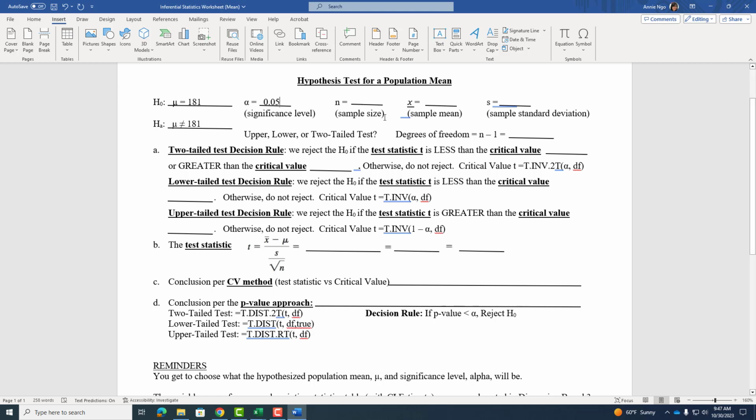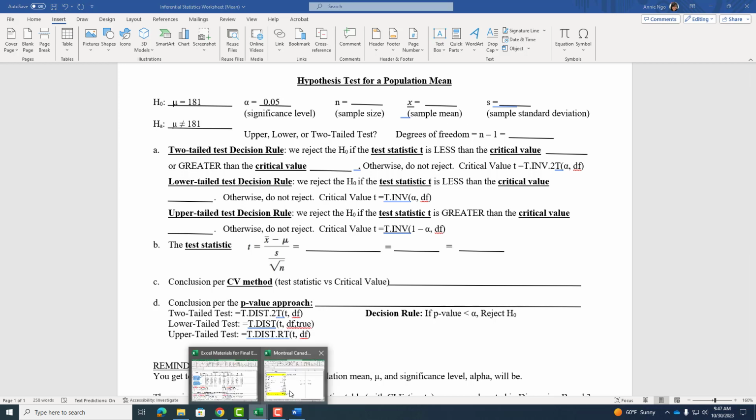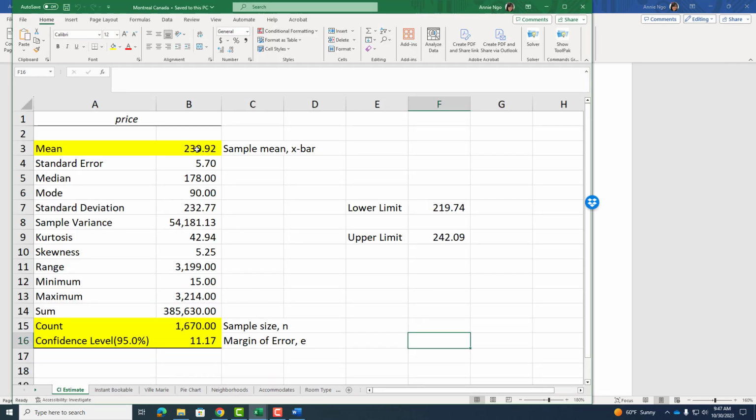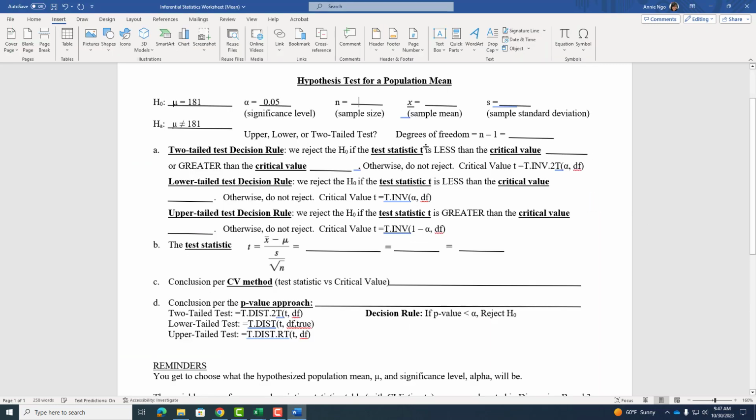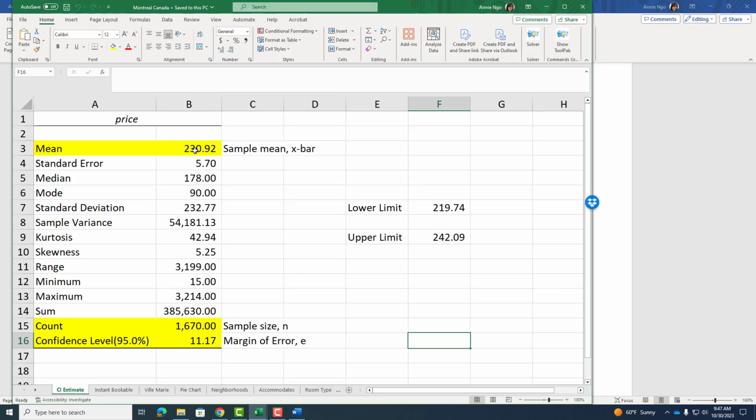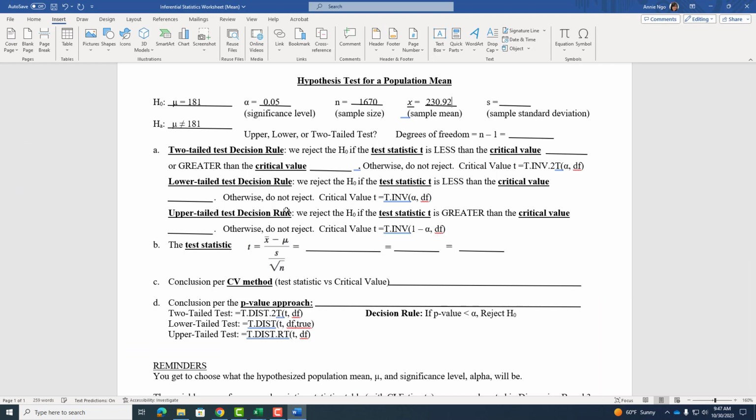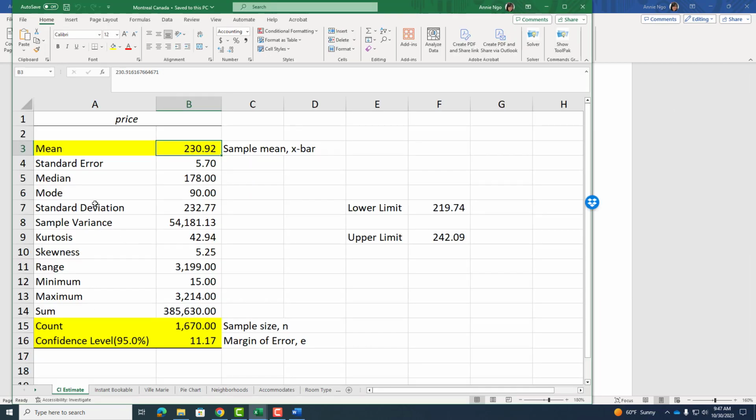Now for the sample size, sample mean, and sample standard deviation, you already have that from the confidence interval estimate. So if I go over to my confidence interval estimate, I had a sample size of 1670. So let me go ahead and write in 1670. And I had a sample mean of 230.92. So 230.92, and my standard deviation, that's this one right here, is 232.77.